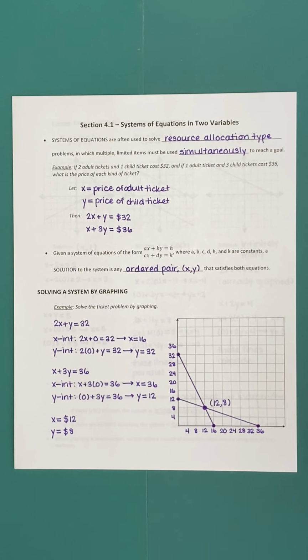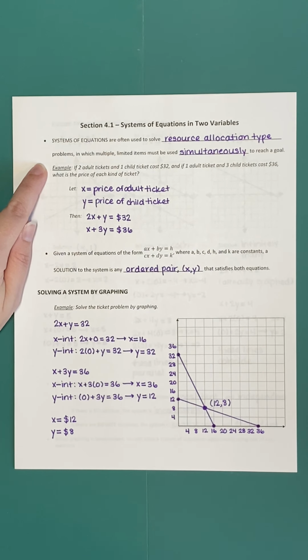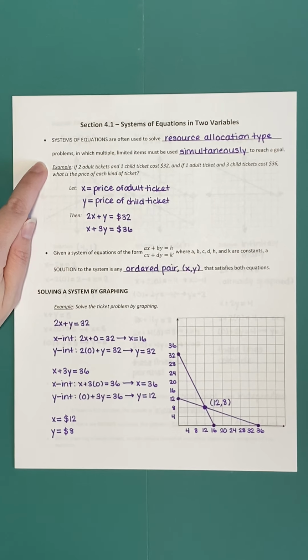So let's look at a very simple applied situation where we might use a system of equations. We're going to write the system, and then what we want to talk about in this section is, after we've written it, how do we actually solve for the variables in our system of equations? We're actually going to look at three different techniques for solving. So here's our basic example. If two adult tickets and one child ticket for something cost $32, so that particular purchase cost $32, and if one adult ticket and three child tickets cost $36, then what is the price of each kind of ticket?